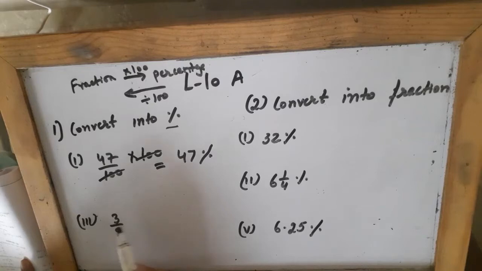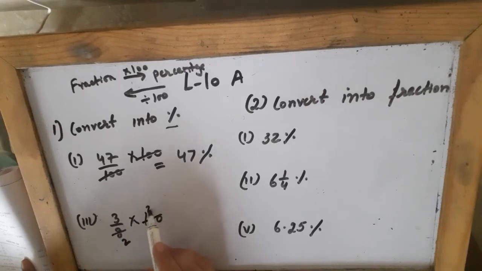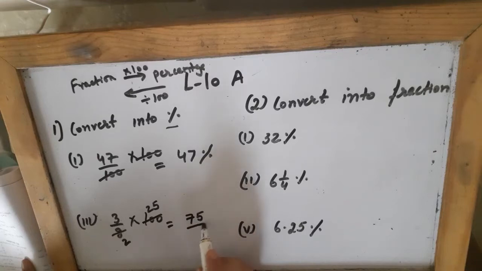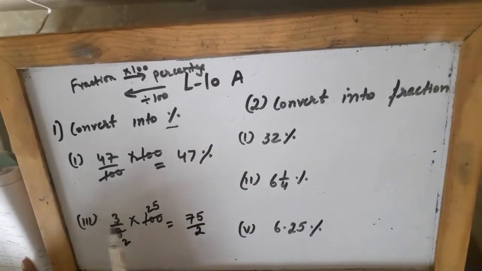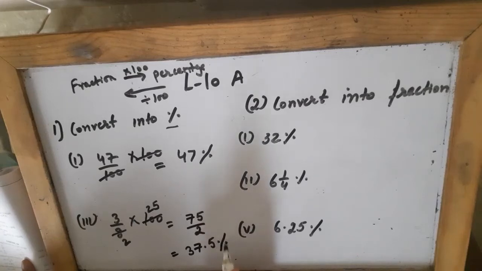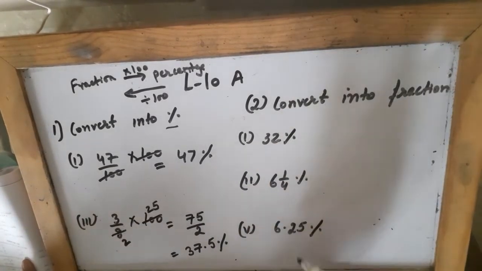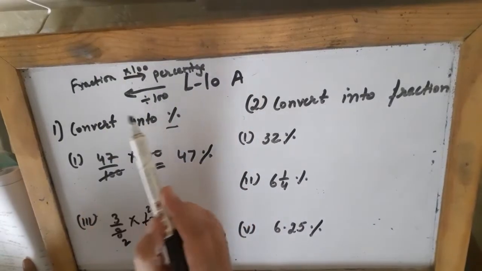Now 3 by 8, to convert this into a percentage, what do I have to do? I have to multiply with 100. Now we can reduce this to the simplest form. 4 2s are 8, 2 5s are 10, 25. Okay, so now what you get is 75 upon 2, or 25 into 3 is 75 upon 2, or you can say 2 3s are 6, 2 7s are 14, 37.5%.